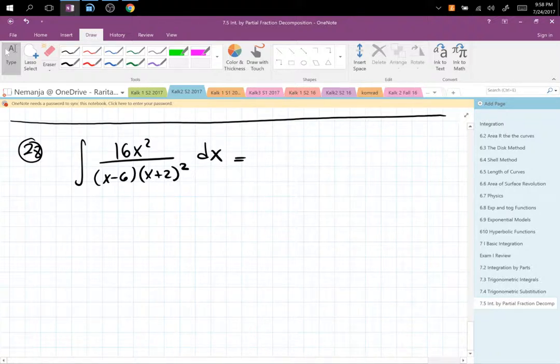So this is not the setup. No, you have to erase the square, and then put plus C over x plus 2 squared. Okay, so now you erase this.